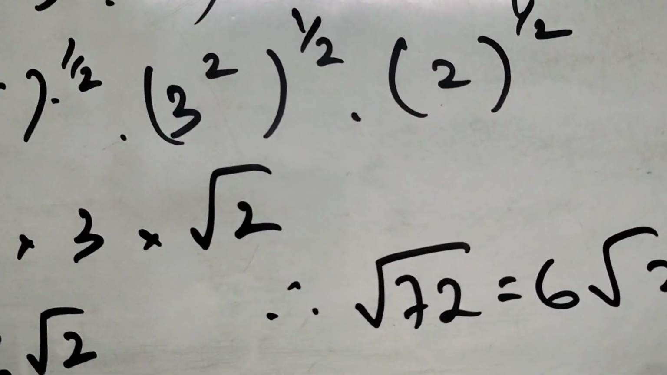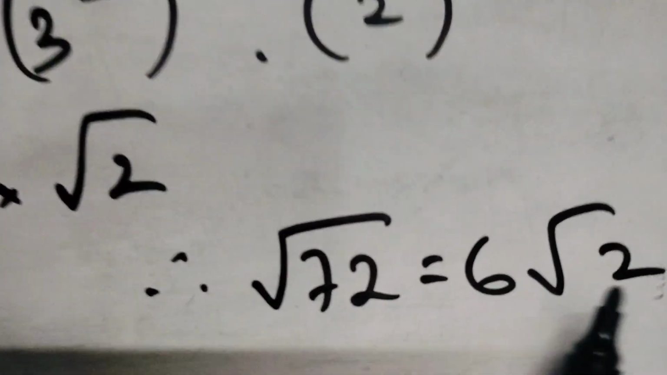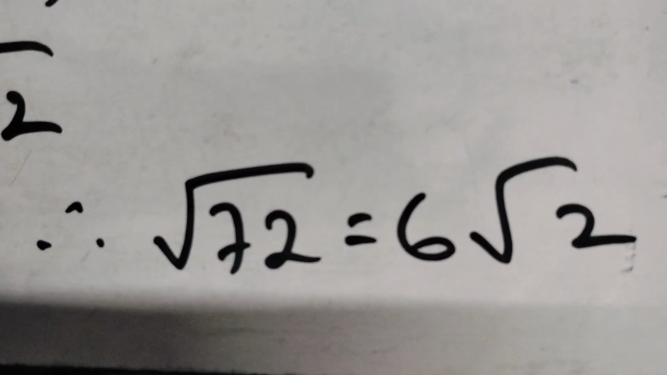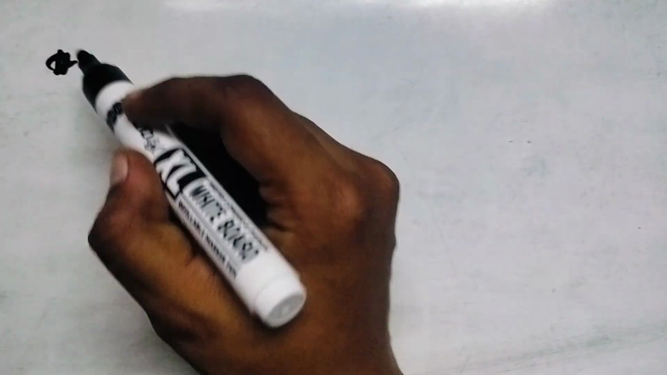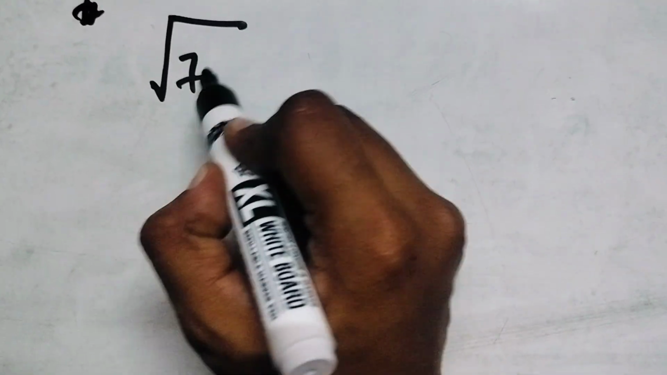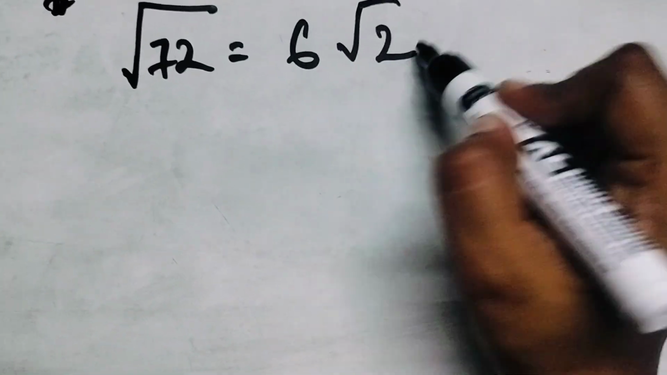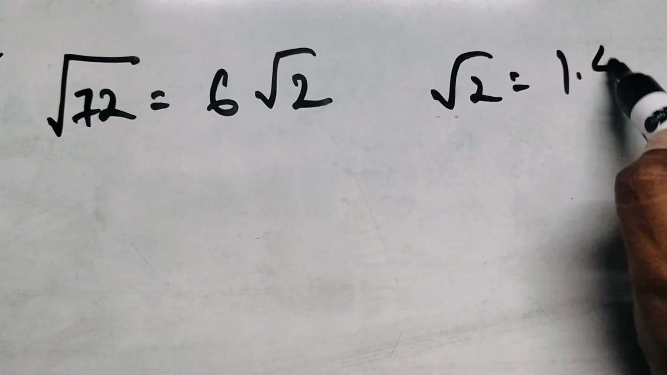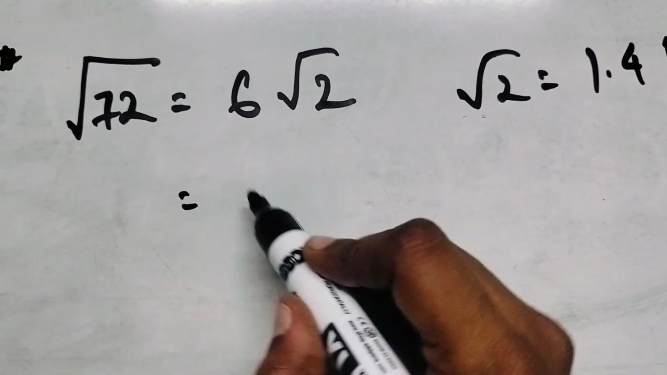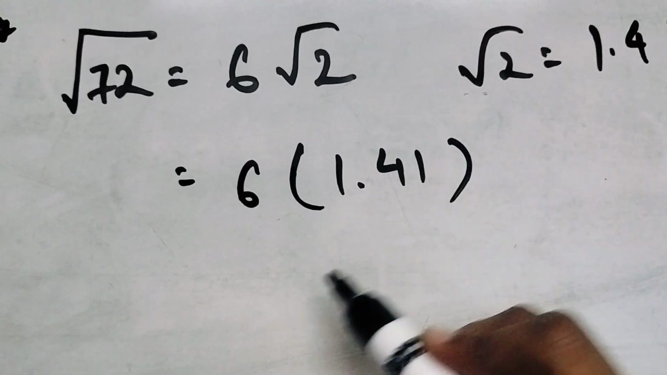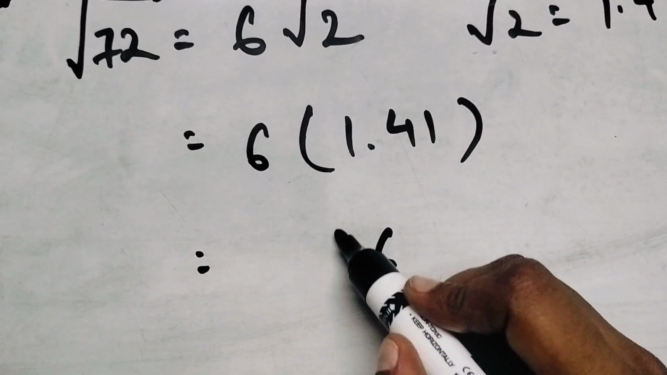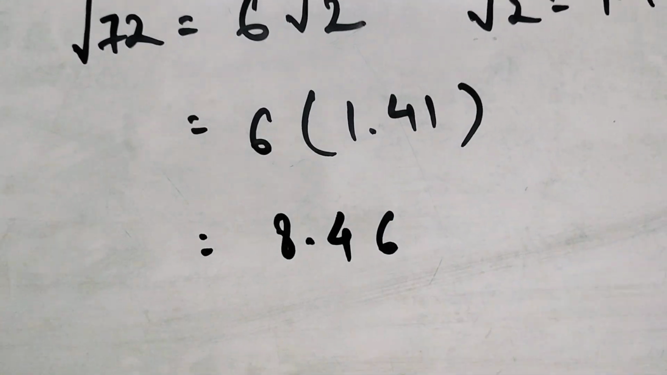We can't simplify it more because root 2 is a surd, or it does not have an exact value. For school problems, if we do have to find out the value of root over 72, which was 6 root 2, we can take root 2 till 2 decimal places, which is 1.41, and we can write it as 6 multiplied by 1.41, which is 8.46.